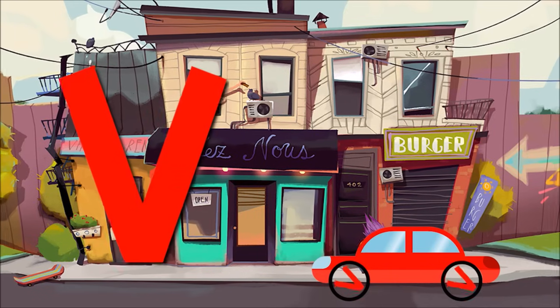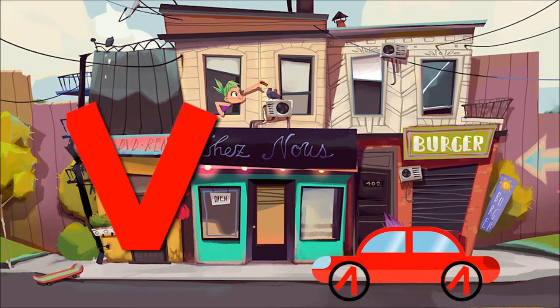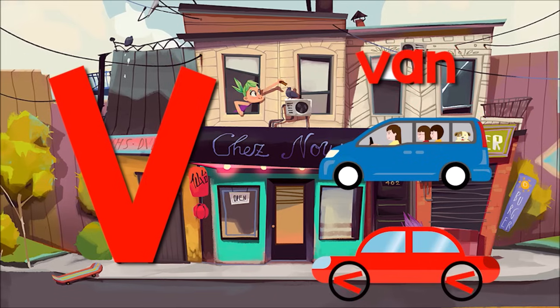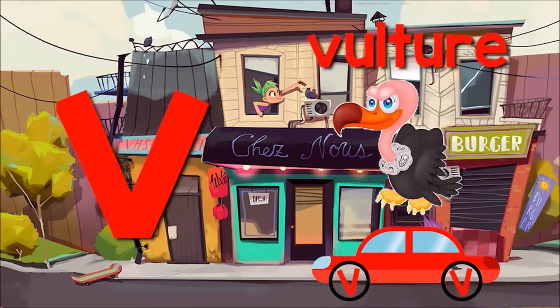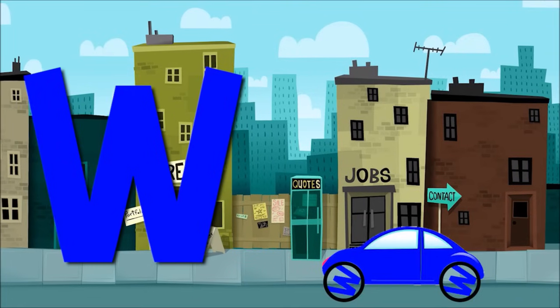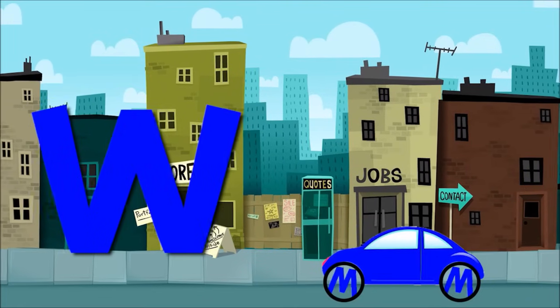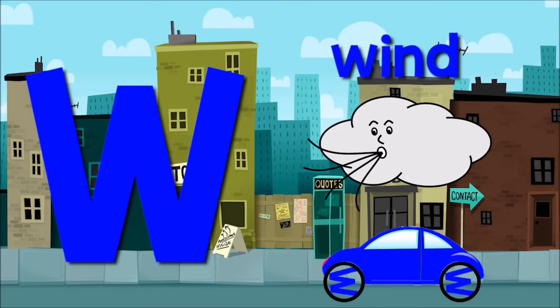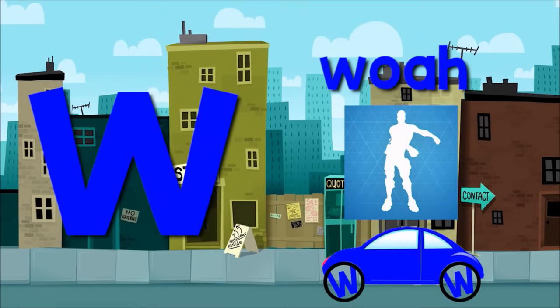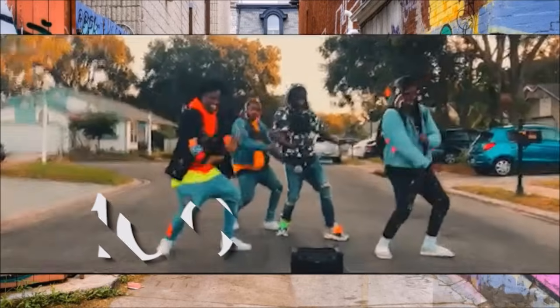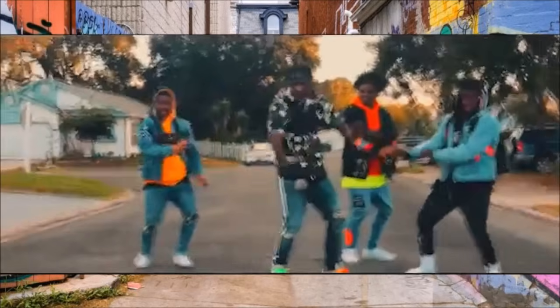This is the letter V. Van. Do it. Vulture. Okay. This is the letter W. Wind. Do it. Whoa. W is for whoa. Whoa. 100. Whoa. Hold this up.